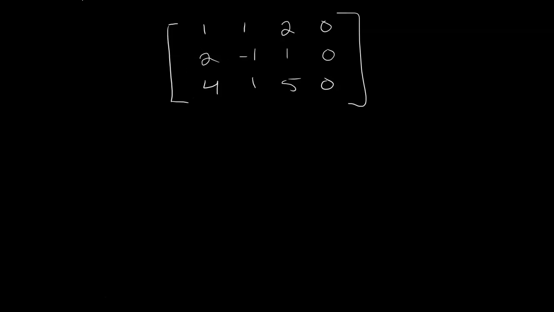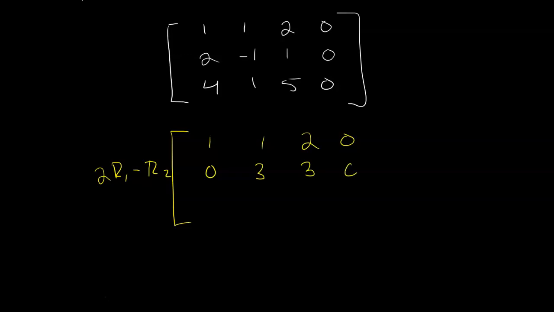And so I'm going to change colors. I'm going to leave the top row exactly as it is. For the middle row, because I like to not get fractions, instead of cutting things in half, I'm going to double the first row and subtract from that the second row. So that would give me a 0, 3, 3, and a 0.